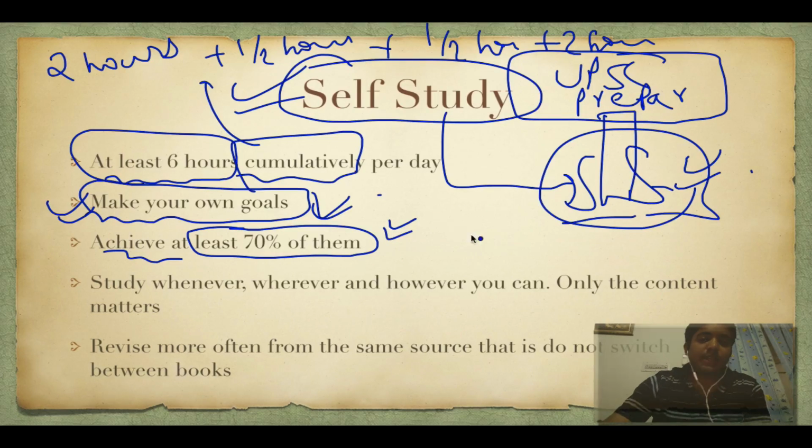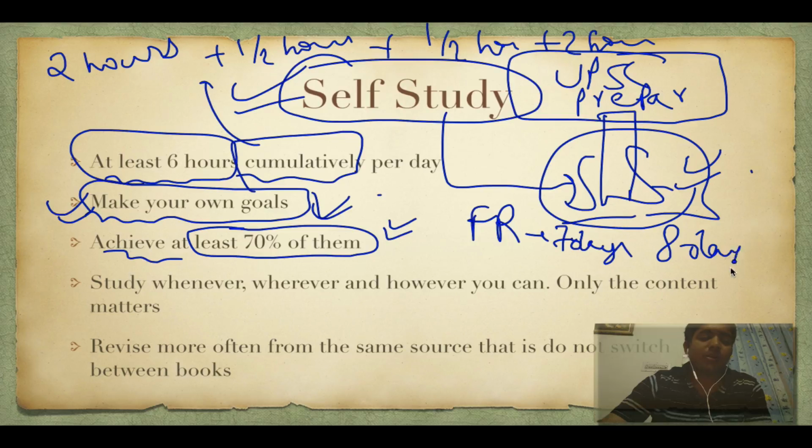It's not really necessary nor possible to achieve 100% of the goals. Let's say you are to revise fundamental rights in 7 days. Even if you revise it in, let's say, 8 days, it's perfectly normal. But you have to achieve at least 70% of those goals.